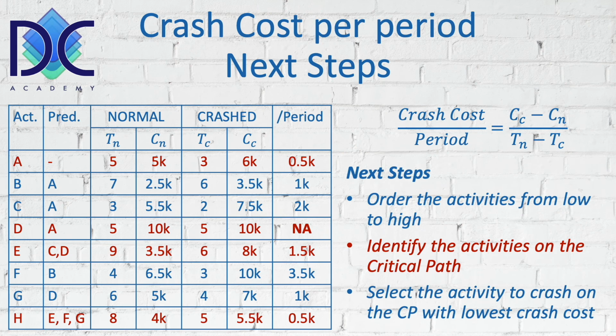Now we can select A or H. Both of them have a crash cost of 0.5K. And what we have to do here is select A or H. Now, I select H to start with. And why is that? Well, when you remember the precedence diagram, H is at the end. So basically, only the calculations of H change, and there is no other calculation that has to be done. So it's a little bit of a lazy logical solution, and we can crash this activity with 3 periods.